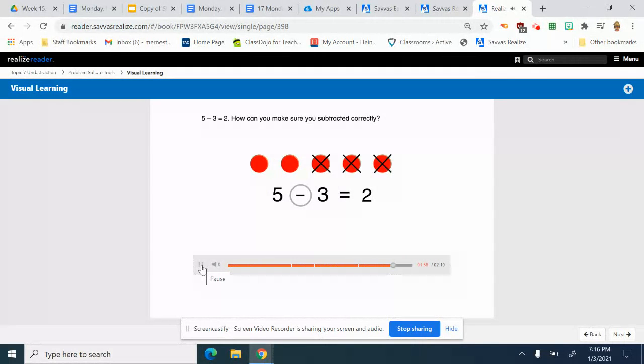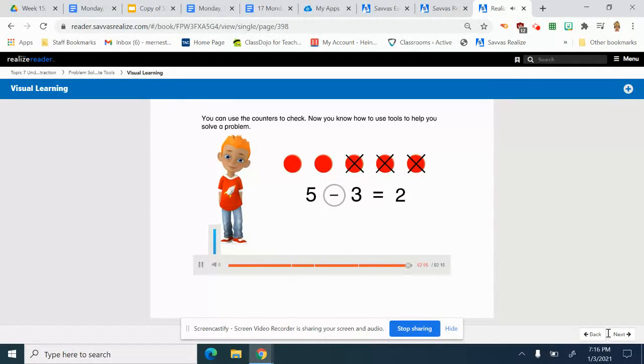How can you make sure you subtracted correctly? You can use the counters to check. Now you know how to use tools to help you solve a problem.